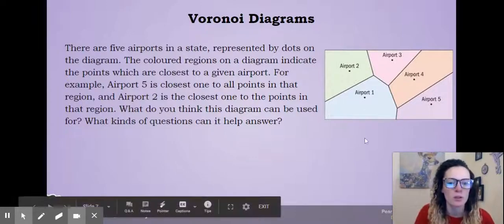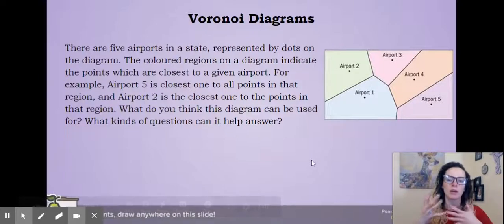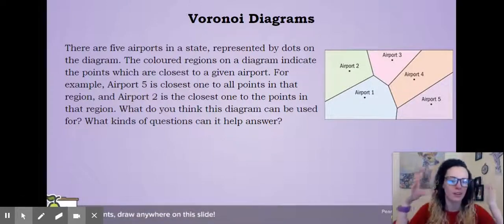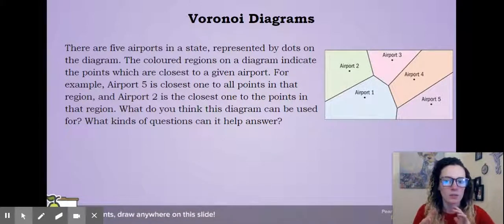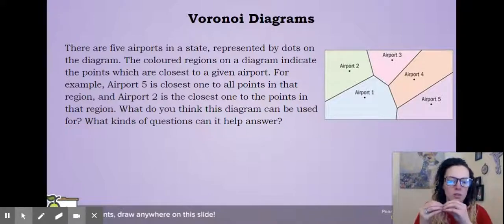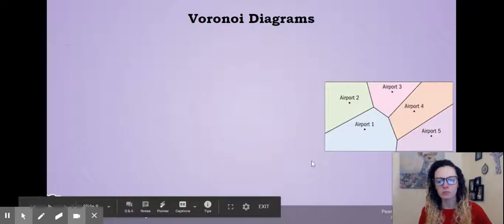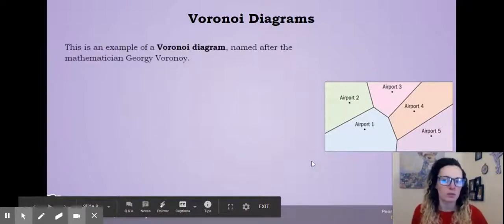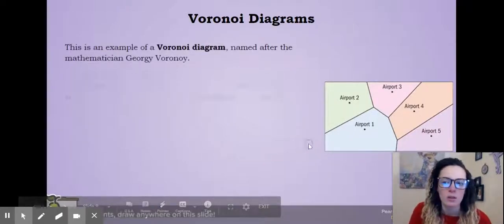So these diagrams just segment a big map into regions that are closest to one specific point, like airports. And it's an example of a Voronoi diagram.